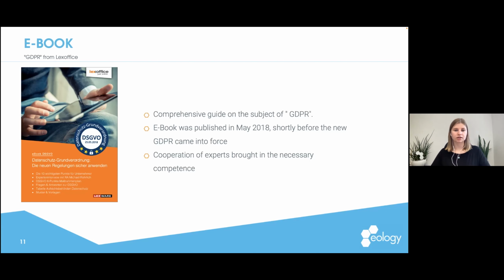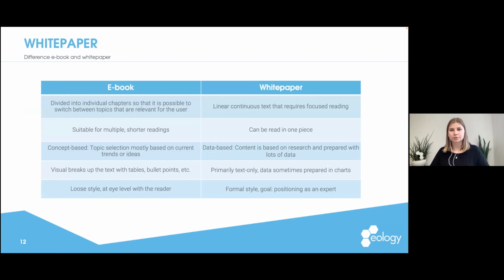We have an ebook here, but what's the difference between an ebook and a white paper? I have it here for you. An ebook is usually divided into individual chapters, and it's possible to switch between those topics. It's also suitable for shorter readings, for multiple readings. But on the other hand, the white paper normally has a linear or continuous text that requires focused reading, and you can read it in one piece.